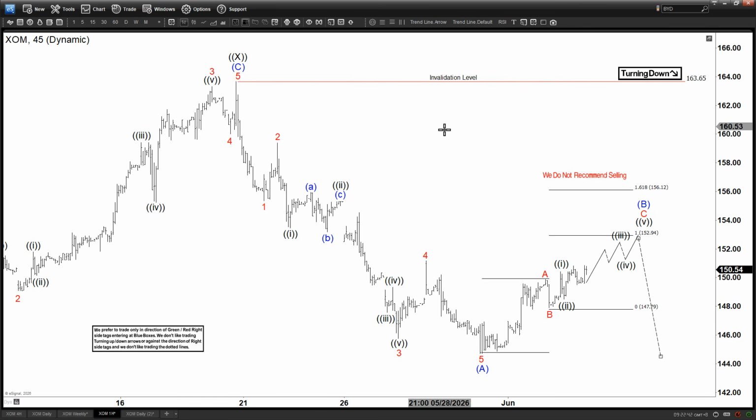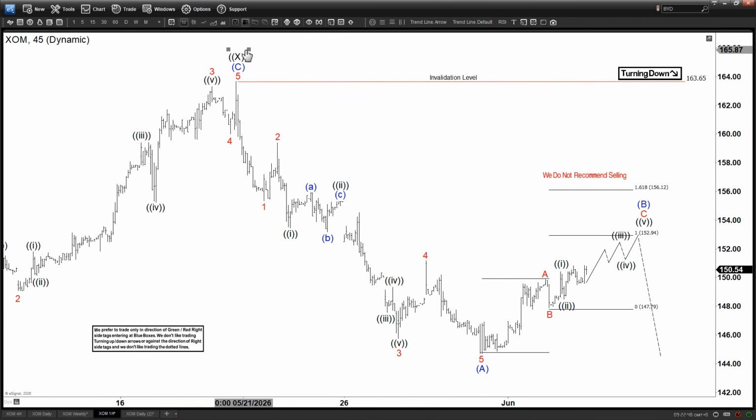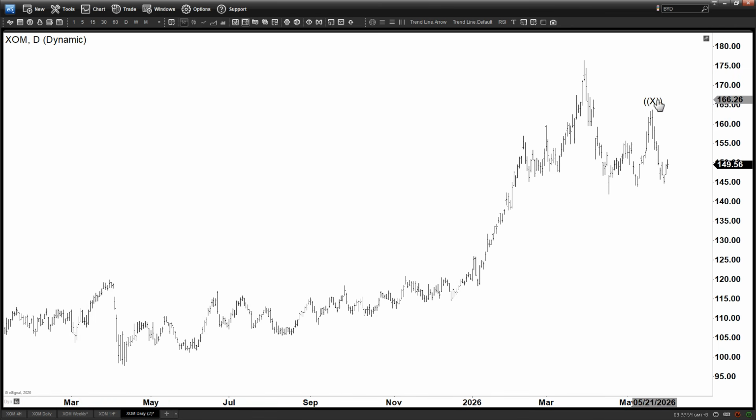Now if I zoom out on the daily time frame, I can give you a little bit more context where we are. Here is the daily time frame. Let me copy in the X here. On the daily, this is your X, and that means your W is right here. Now a couple of things first, right? Now you can see Exxon Mobil made an all-time high here, 176.